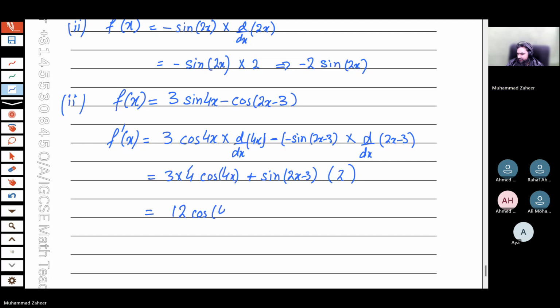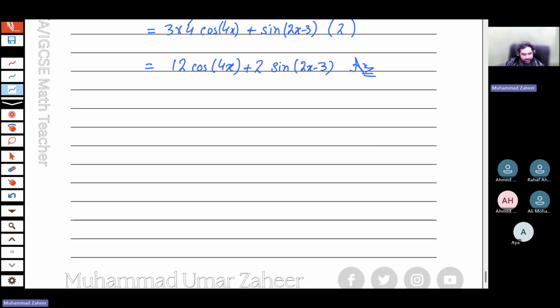cos 4x plus 2 sine 2x minus 3. That would be our final answer. Any question till here? This is how you take the derivative of trigonometric functions.